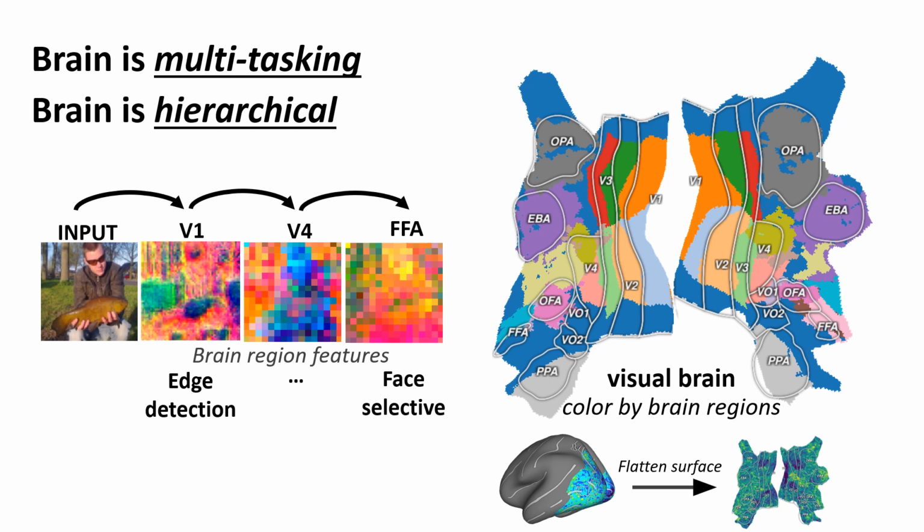Also, the visual brain is organized into regions. Each region has specialized functions. For example, V1 does edge detection and orientation filtering. This image shows V1 features focus on edge detection and contours. FFA is face selective. If there's a face, neurons in FFA fire. This image shows FFA features focus on human faces and also fish faces.